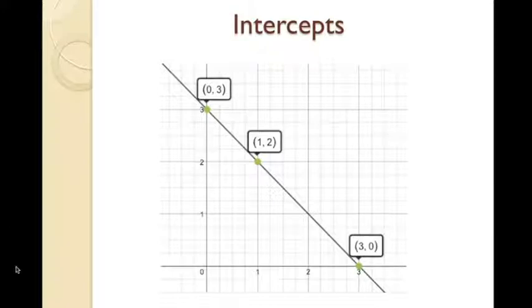When we graph a linear equation, it is convenient to find the points where the graph crosses the x-axis and the y-axis. A line crosses the x-axis when y equals 0. A line crosses the y-axis when x equals 0. The point where the line crosses the x-axis is called the x-intercept, and the point where the line crosses the y-axis is called the y-intercept.